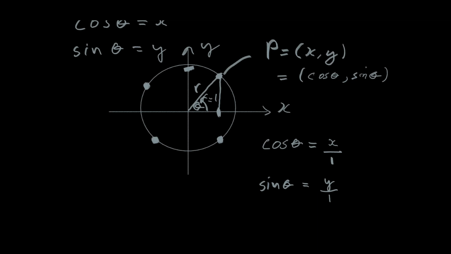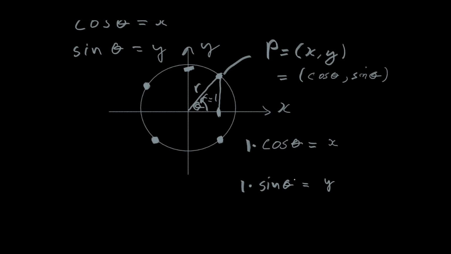I just want you to note here, you'll see why I'm doing this later, but if I multiplied both sides by 1 in each of these equations, you could just write 1 times the cosine of theta equals x, and again, y equals 1 times the sine of theta.